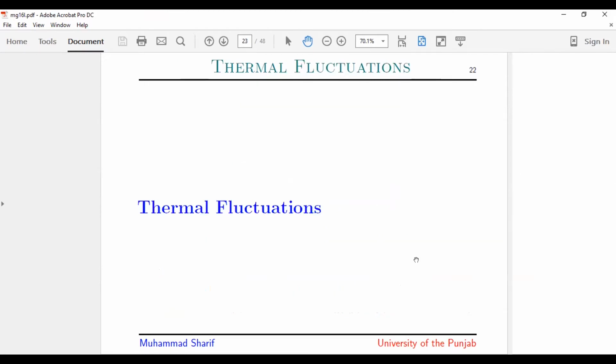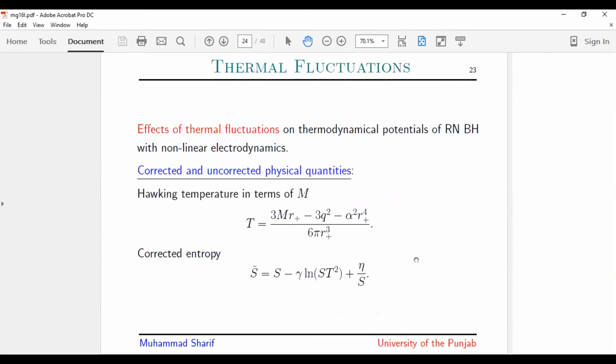Now we see the effects of thermal fluctuations on the thermodynamical quantities. So, the effects of thermal fluctuations on thermodynamical potentials of the RN black hole with nonlinear electrodynamics. We have calculated the uncorrected physical quantities. Now we calculate the corrected physical quantities.